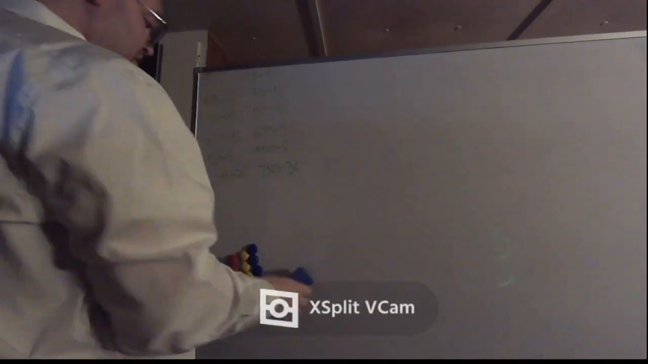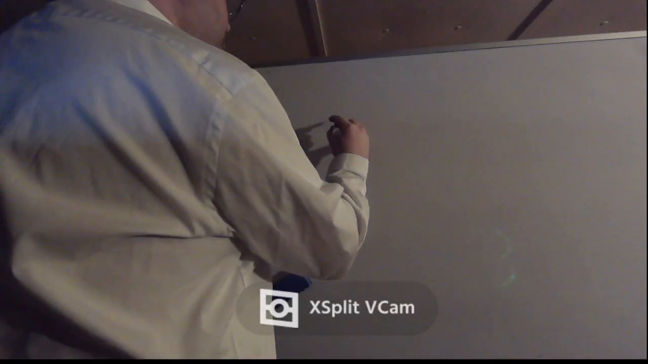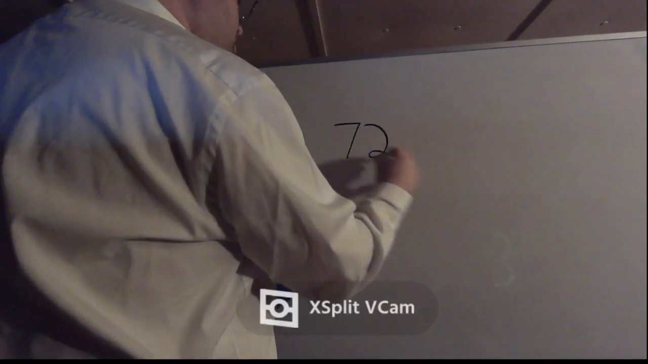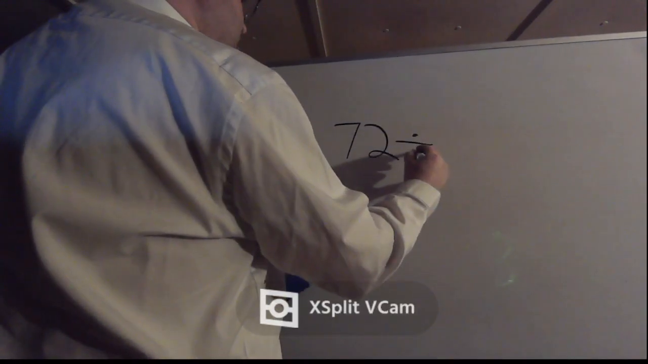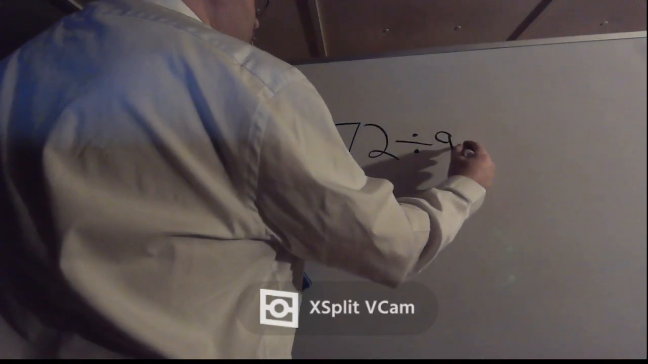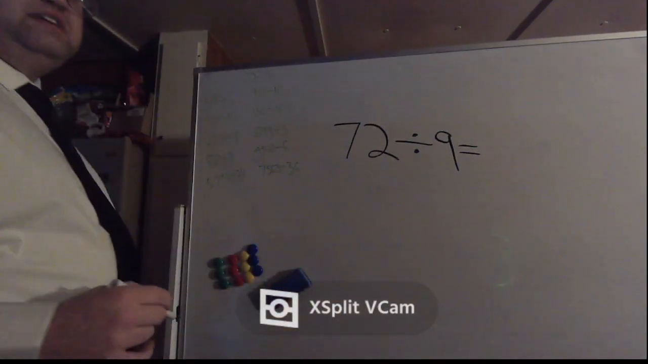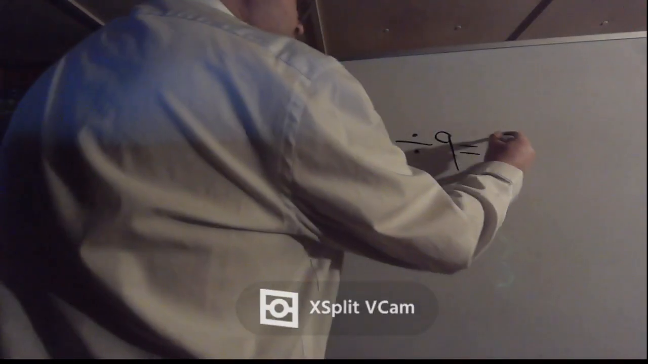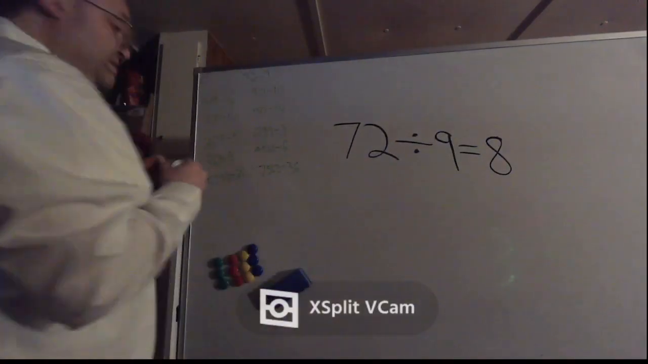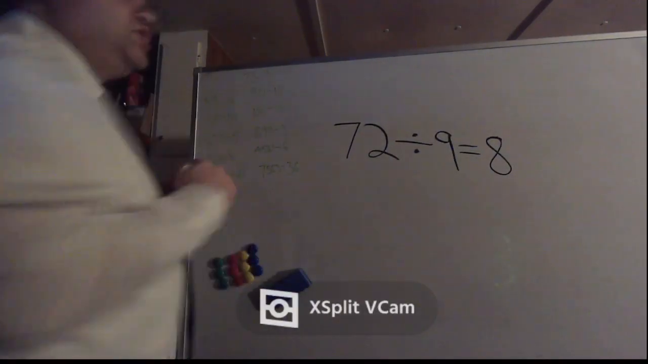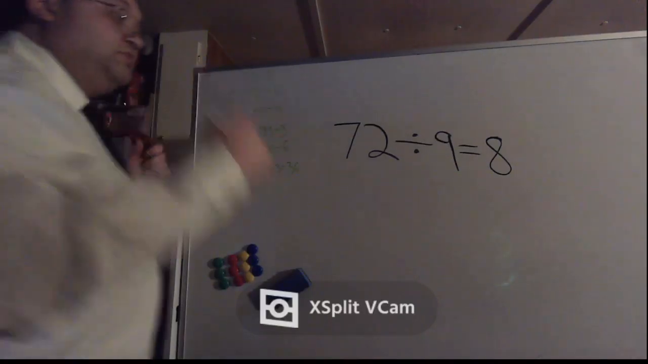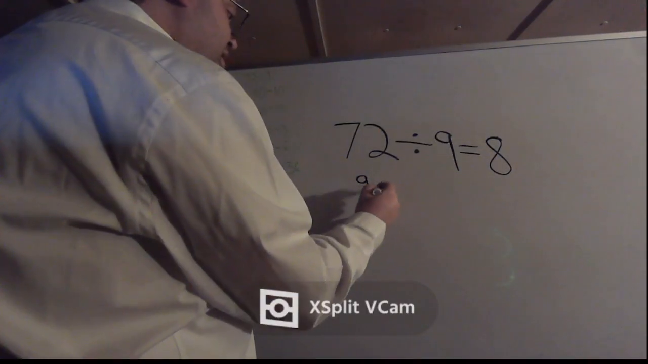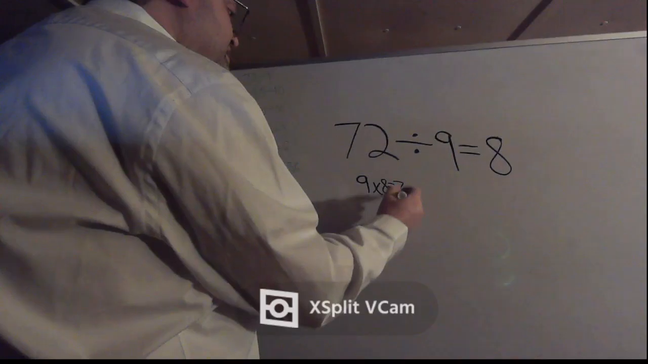Alright. How about 72 divided by 9? 9 goes into 72 how many times? 8 times. The answer to that is 8. If you want to check these answers too, you can use multiplication to check. That's fine. We know 9 times 8 is in fact 72.